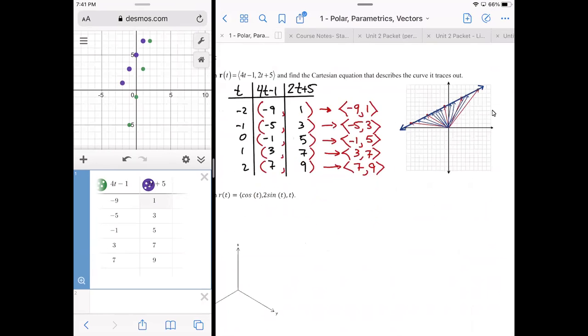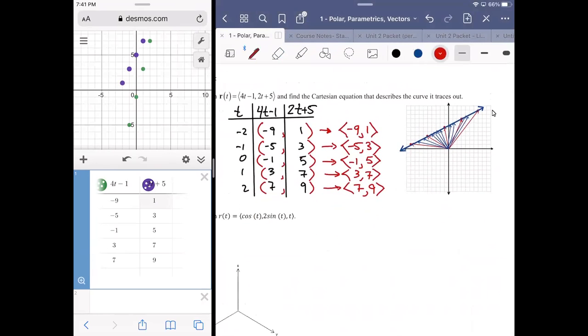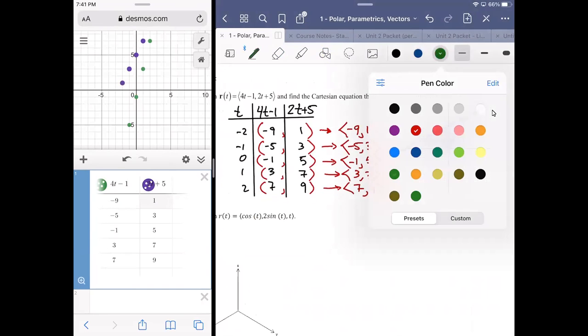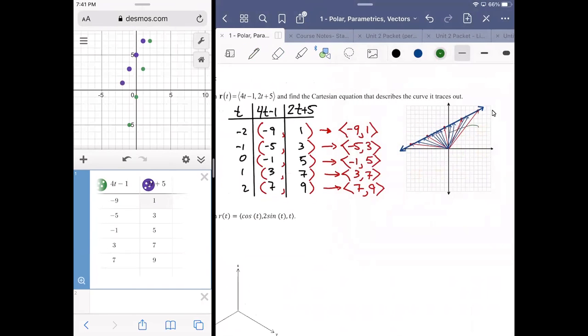So all of this stuff, I'm just going to circle it for you. All of that, that's your R of t. And again, it just so happens that the endpoints of those vectors trace out a line, but it's the movement of those vectors. That's the definition of R of t.